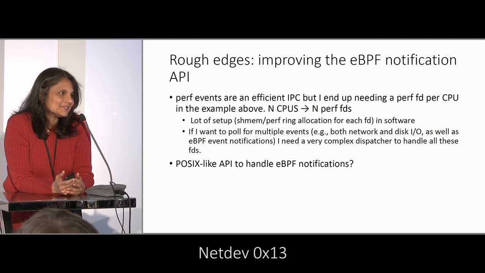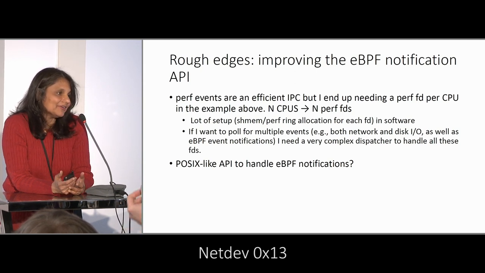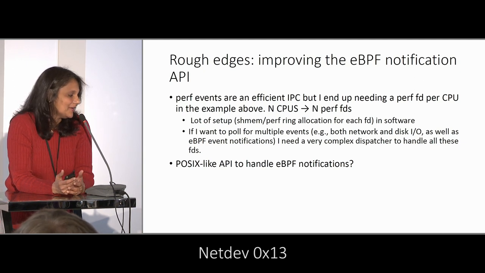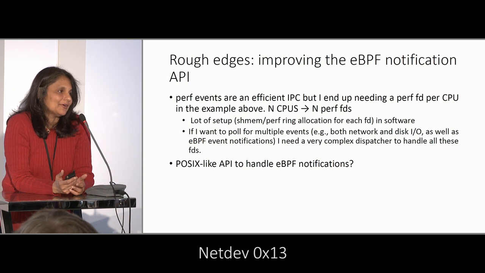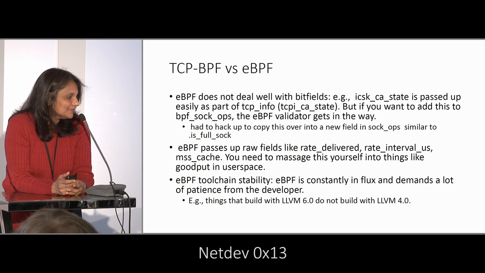And this is clumsy. If I'm trying to do this monitoring in addition to regular file, disk, and network IO, I have all these N file descriptors plus my other useful work file descriptors all going on, and my dispatcher gets more complicated. So when I was writing this, I found myself wishing that this was more POSIX-like. So that's one area that could use improvement.